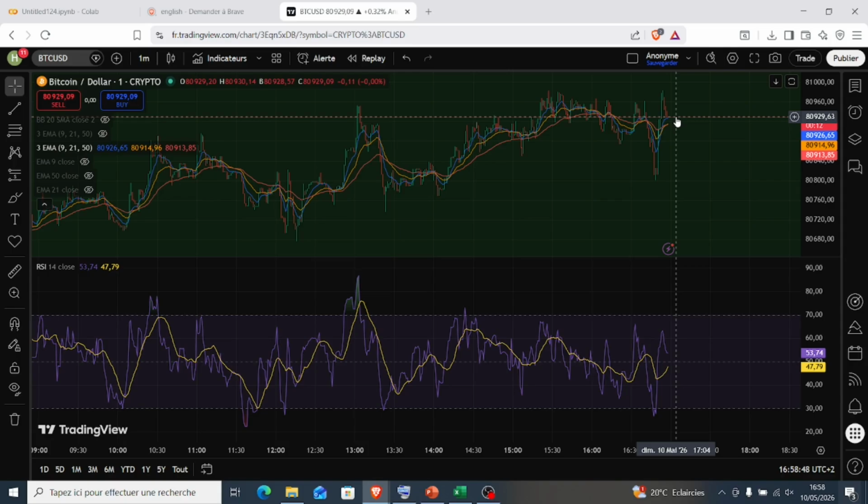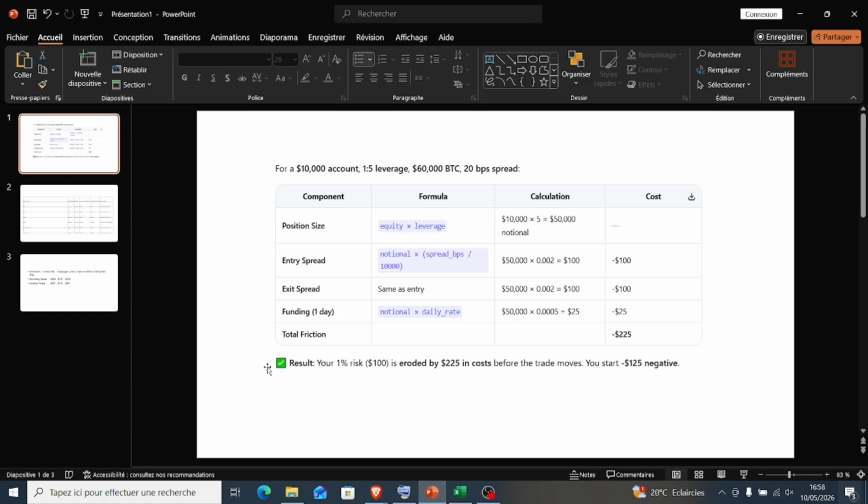Trap number 3, ignoring costs. A strategy might look profitable on paper, but does it survive real-world costs? For Bitcoin CFDs, these costs include spread. On a $10K account with 1 to 5 leverage, a 20 pip spread could cost you $100 on entry and another $100 on exit. Swap or funding, holding overnight might cost you $25. Result: if you lose a trade, you're not just down the trade loss, you're starting with a negative $25 deficit due to spreads and swaps.